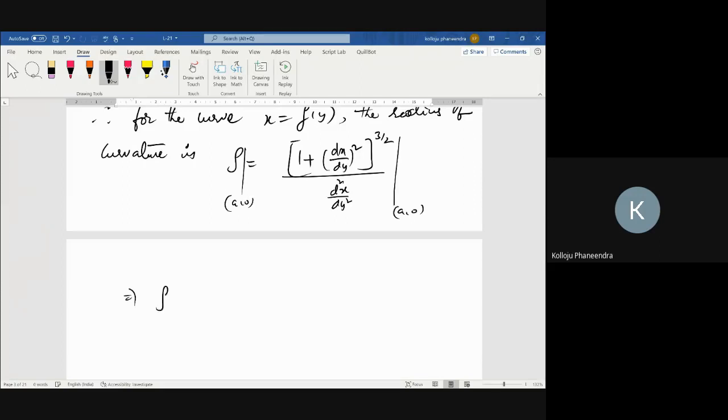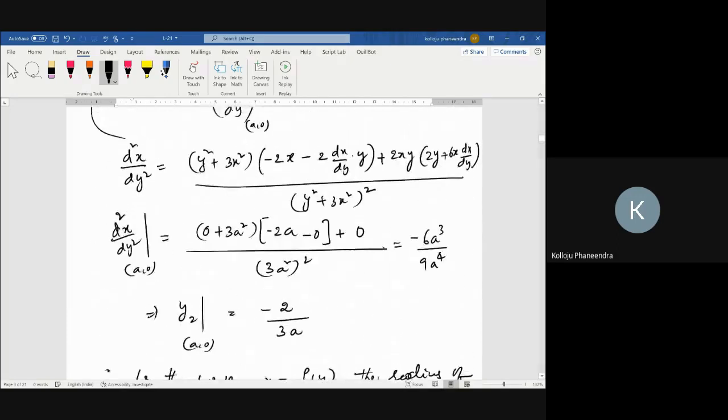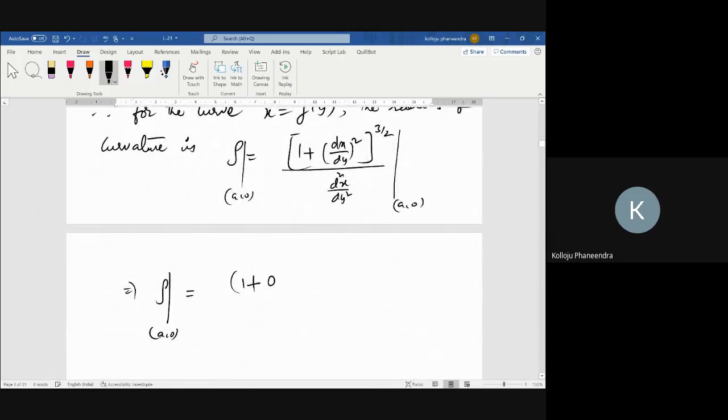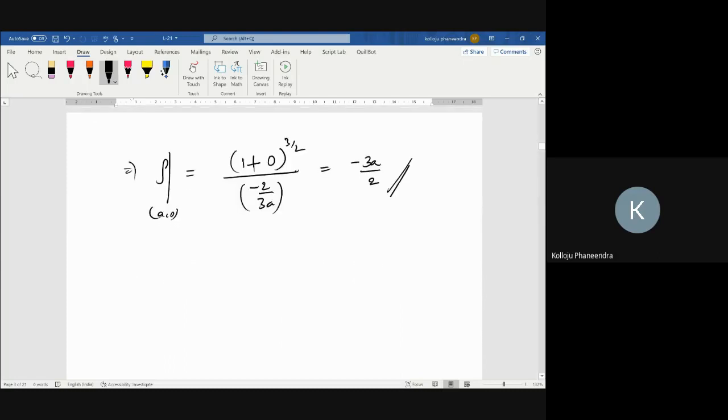This implies rho at (a, 0) is equal to 1 plus... What is dx by dy? It is 0. Dx by dy is 0. This whole power 3 by 2, divided by d square x by dy square, which is minus 2 by 3a. So this is the value, minus 3a by 2. Minus 3a by 2 is the answer. This is one model problem, and let us take another one.